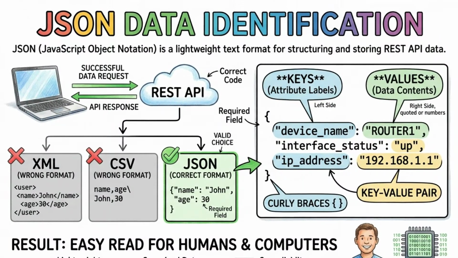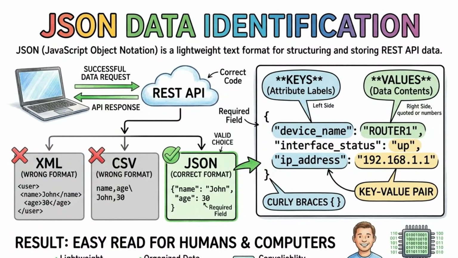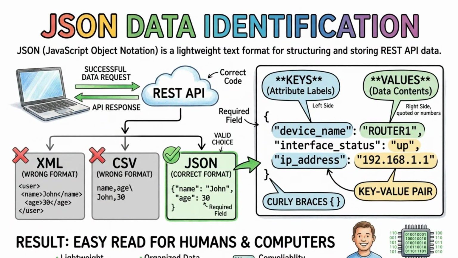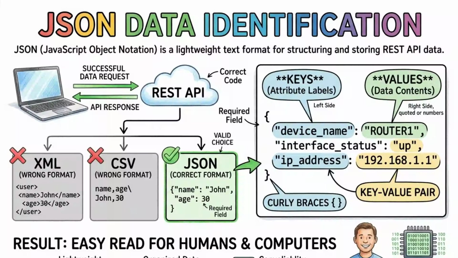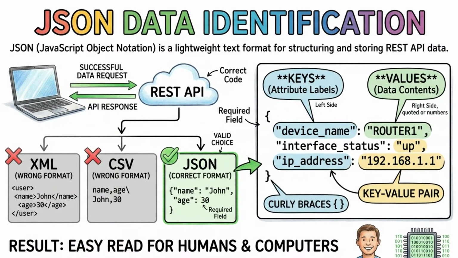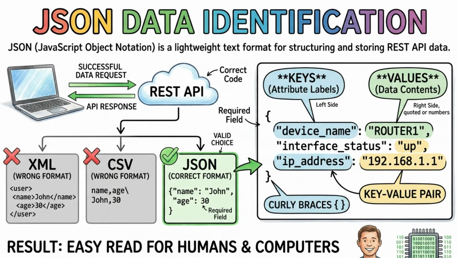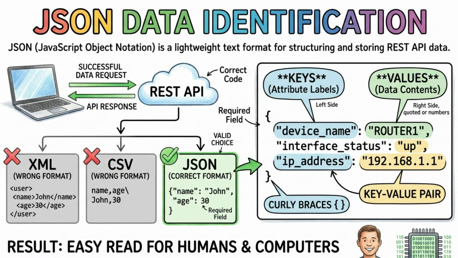When a REST API successfully brings that requested data back to you, it has to be formatted in a way that both humans and computers can easily read, which brings us to JSON. JavaScript Object Notation, widely known as JSON, is a highly lightweight text format used almost exclusively to structure and store API data. JSON organizes information using a very simple system of key and value pairs, tightly wrapped inside curly braces, making it look almost like a highly organized digital dictionary.